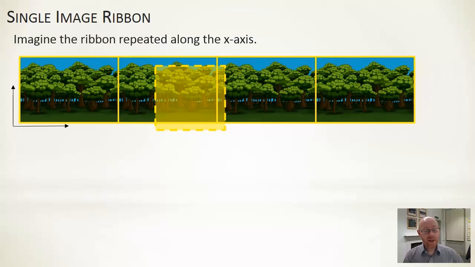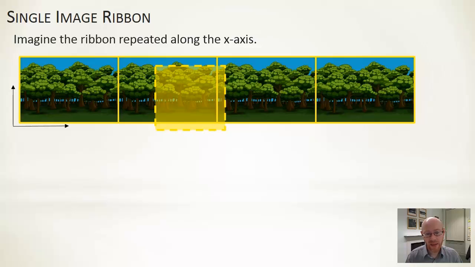How can we actually manage this within code? The easy way is to imagine, and it is only imagine, that the ribbon is repeated along the x-axis. So we only have a single image. We're not actually going to have multiple copies. We're not going to give a location of arrays where they're spaced along. We simply want to imagine that the ribbon repeats, in this case along the x-axis.